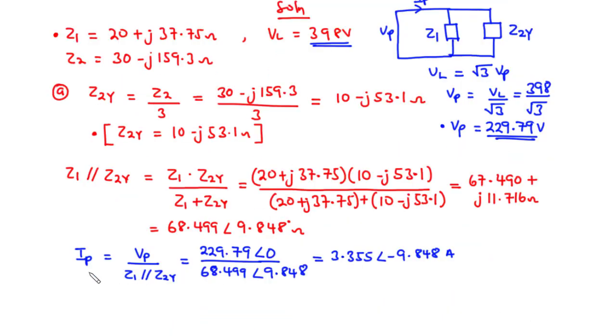Now, because we have a star connected load, we know that the phase current is equal to the line current. Therefore, we have the line current to be 3.355 ∠-9.848° amperes. Now let's move on to B.